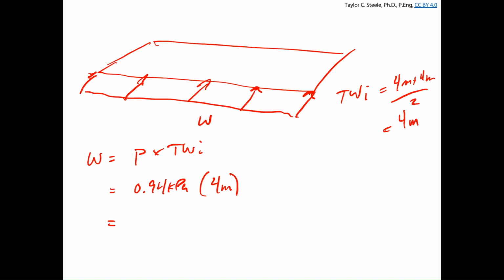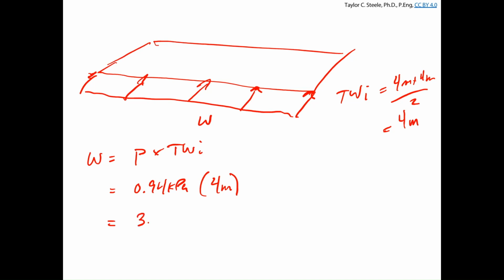That's not a unit I like. That gives me 3.76 kilonewtons per meter. So I know that the floor is seeing just under 4 kilonewtons per meter from this pressure acting along the width of the floor level.